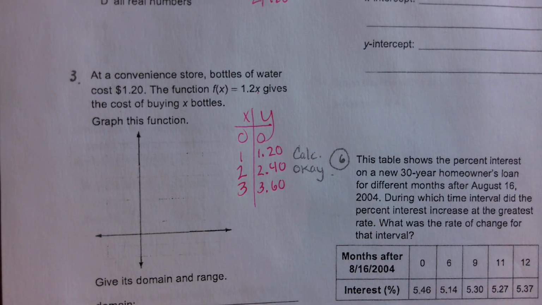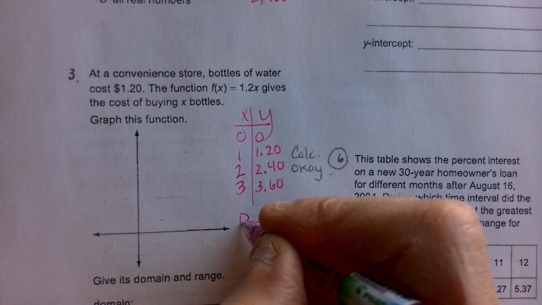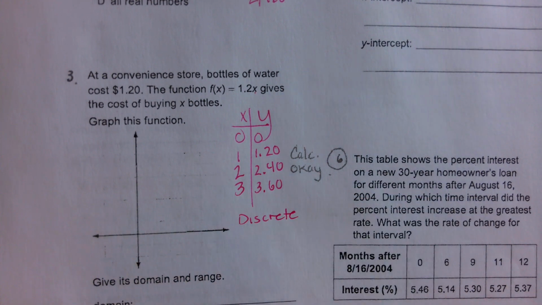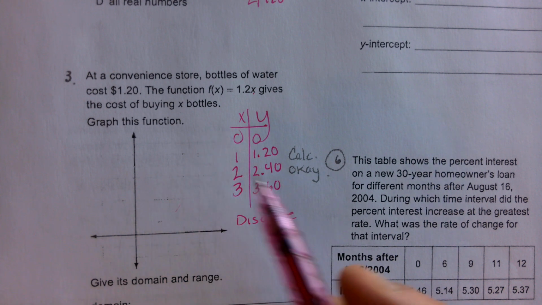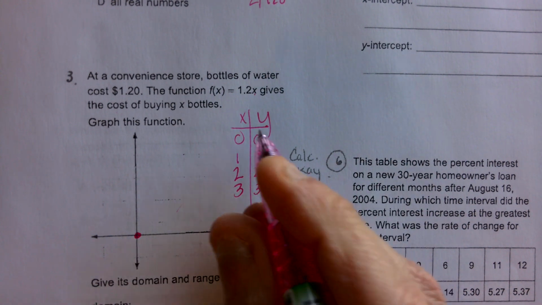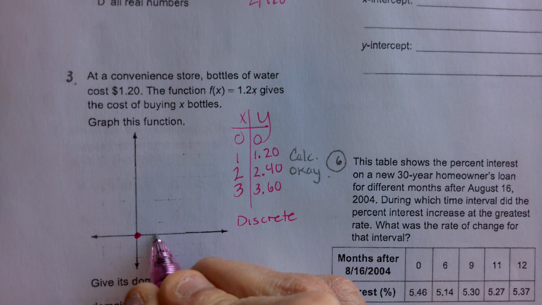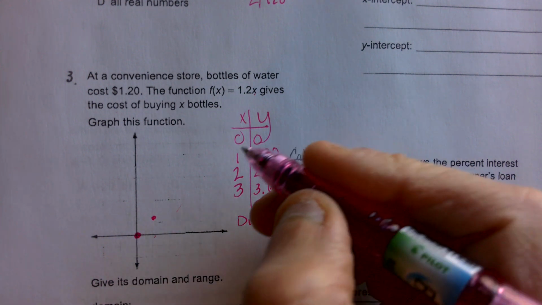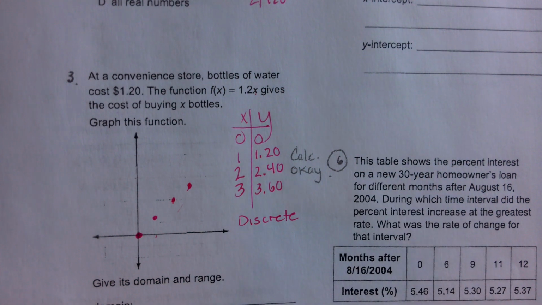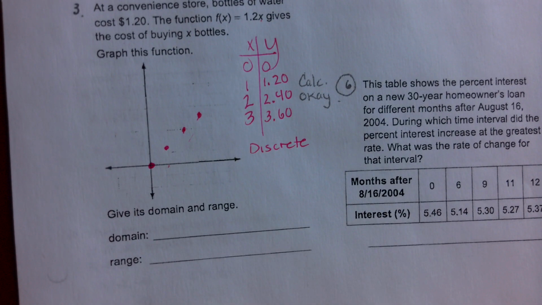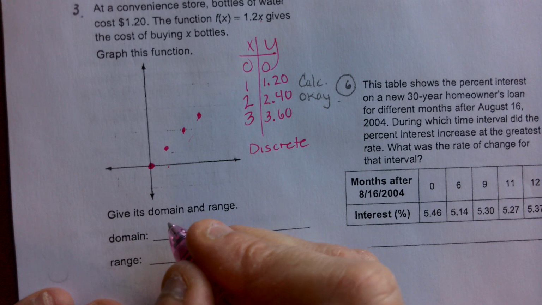Is this continuous or discrete? It is discrete. I hope you said that because you can't buy a half of a bottle in a grocery store. So we aren't going to have a continuous graph here. We're going to have just a bunch of dots. We're going to have 0, 0, and we're going to have 1, and you can hardly see my lines on this, but that's okay. I'll just kind of guess 2 and 3. It's going to be up there somewhere. And that's all I do. I don't connect them. This is a discrete graph, and when I do the range, it's going to be the same. I'm not going to have an inequality. I'm going to have a list of values.